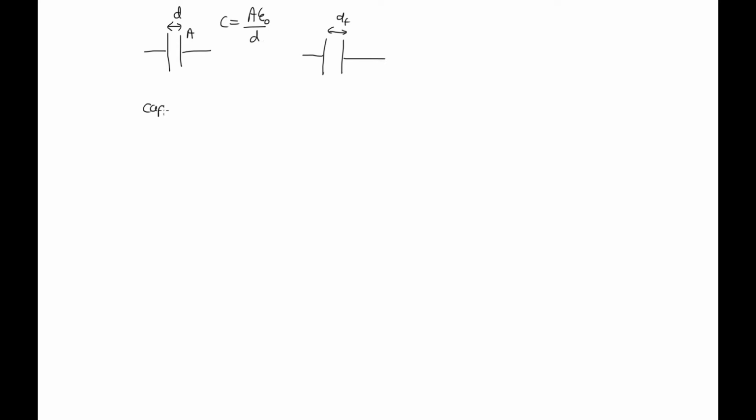So first of all, the capacitance. We want the final capacitance to be equal to 4 times the initial capacitance. So the final capacitance will be given by A epsilon naught on D final, and that will be equal to 4 times the initial capacitance, which was A epsilon naught on D. You can see the surface area of the plates cancels, epsilon naught cancels, and we can rearrange this to get, well, the final plate separation is equal to the initial plate separation divided by 4. So that's our answer to that part.